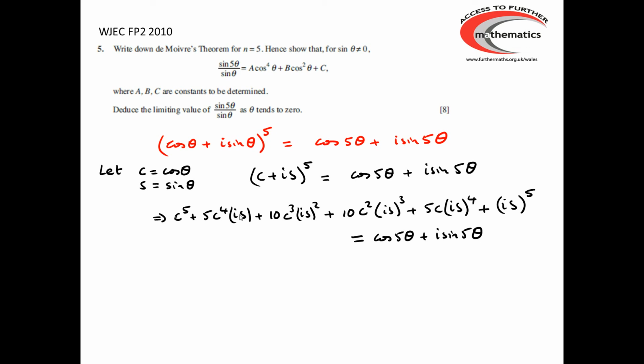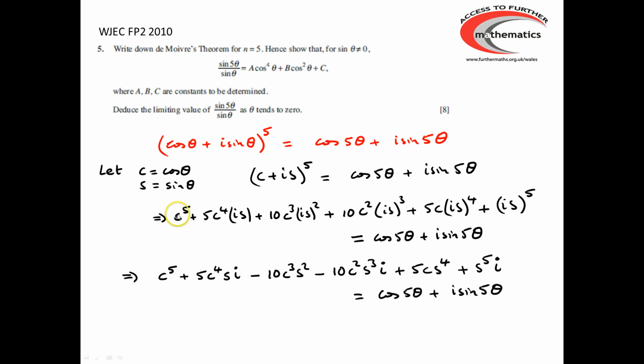We now need to simplify the left hand side. The first term remains c to the 5. The second term there is 5 c to the 4 s times i. Now the next term we've got is 10 c cubed i squared s squared, but i squared is minus 1. So that simply becomes minus 10 c cubed s squared.